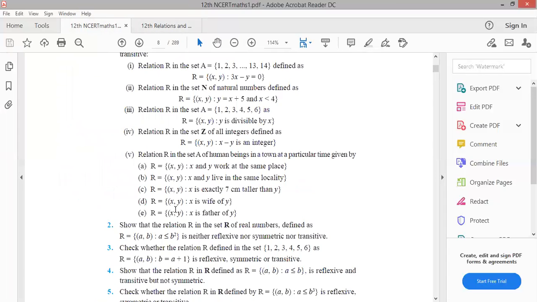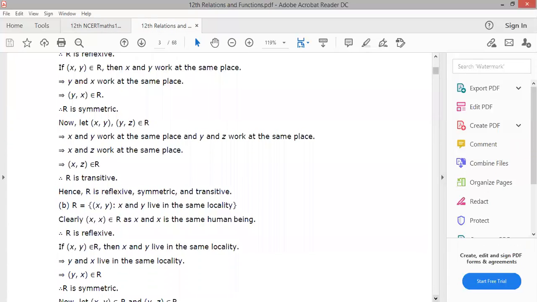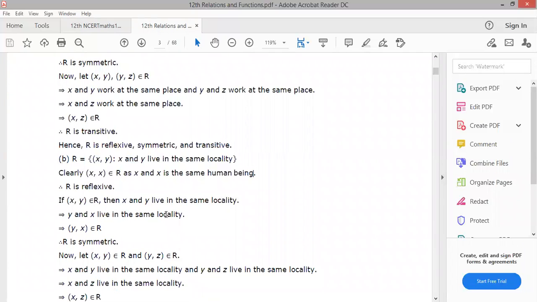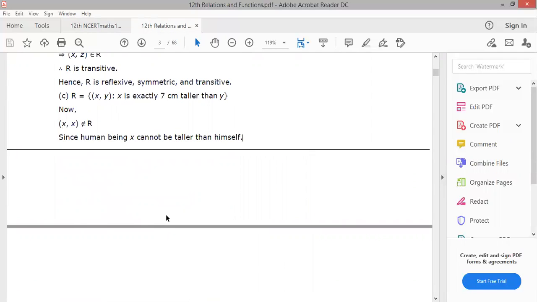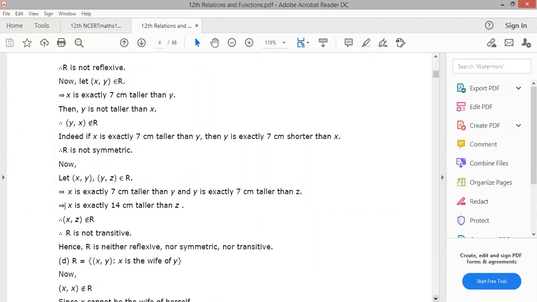On the same lines, we can solve these questions. Say, part number E is here. R is equal to (x, y), x is father of y. We will take those ordered pairs where the two are related by the father-son relation. So (x, y) belongs to this R, if x is father of y.